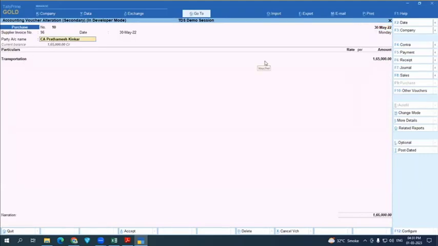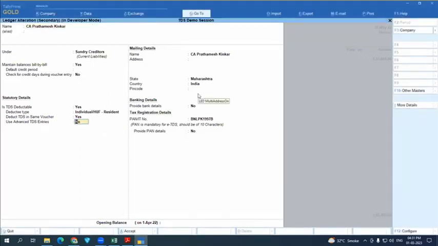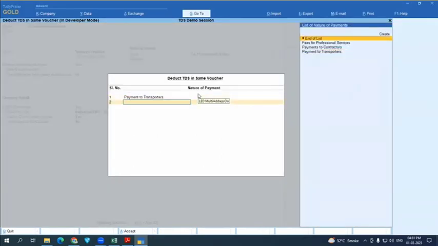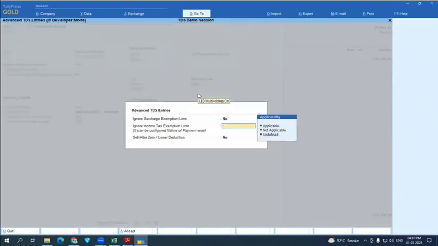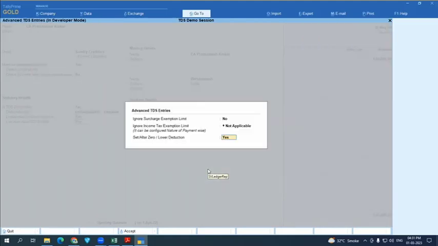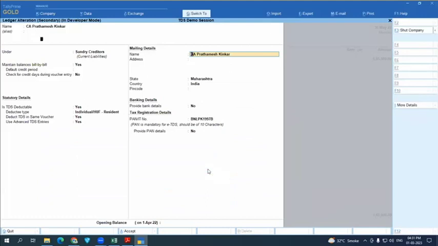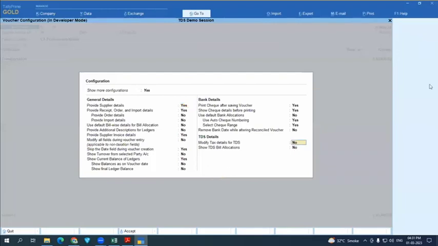So even though the PAN number is there, by default it is exempted, no? Default it is exempted, but here I have to mention it. Payment to transporter, and here, ignore in case of configure nature of payment, it is not required actually. Save. Okay. And I can put here modify details for TDS.